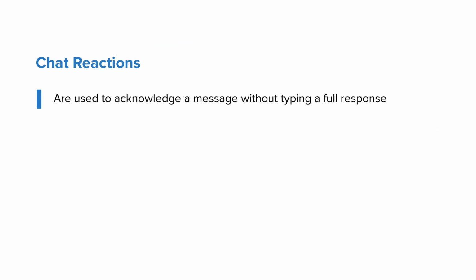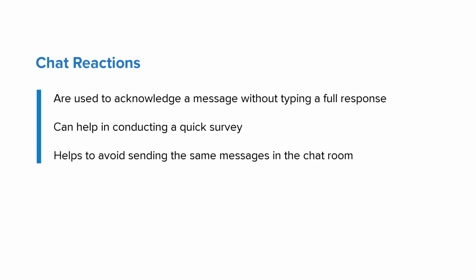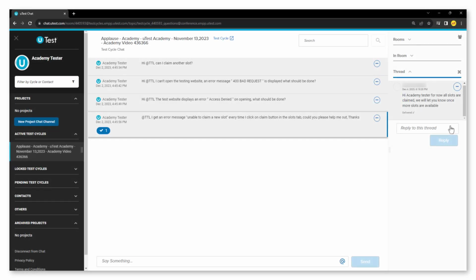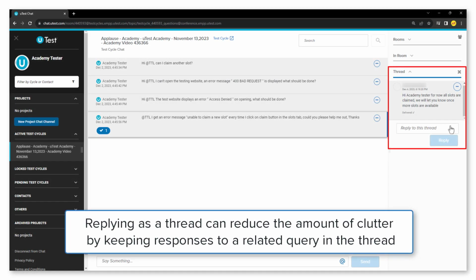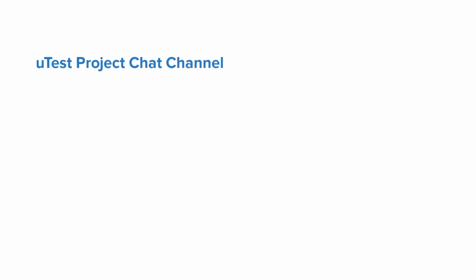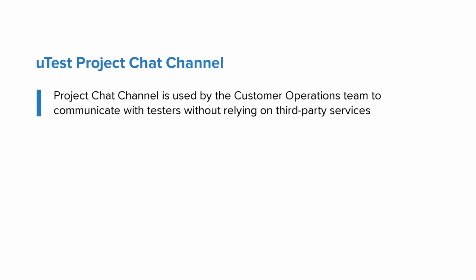Note that chat reactions can be used to confirm or acknowledge a message or announcement without typing a full response, to conduct a quick survey, and to avoid sending the same messages in the chat room. And replying as a thread can reduce the amount of clutter, since the communication for the related query can be focused within the thread.